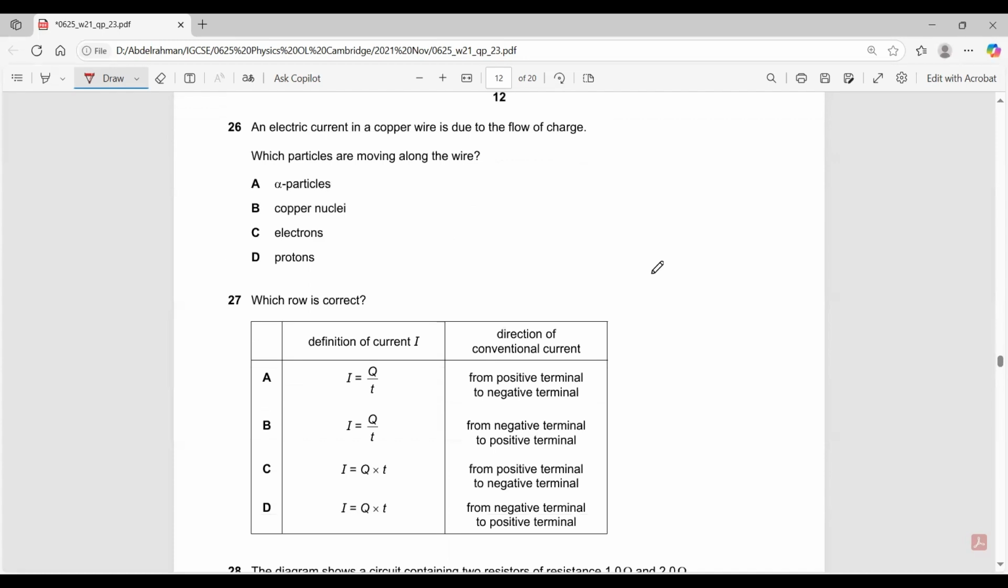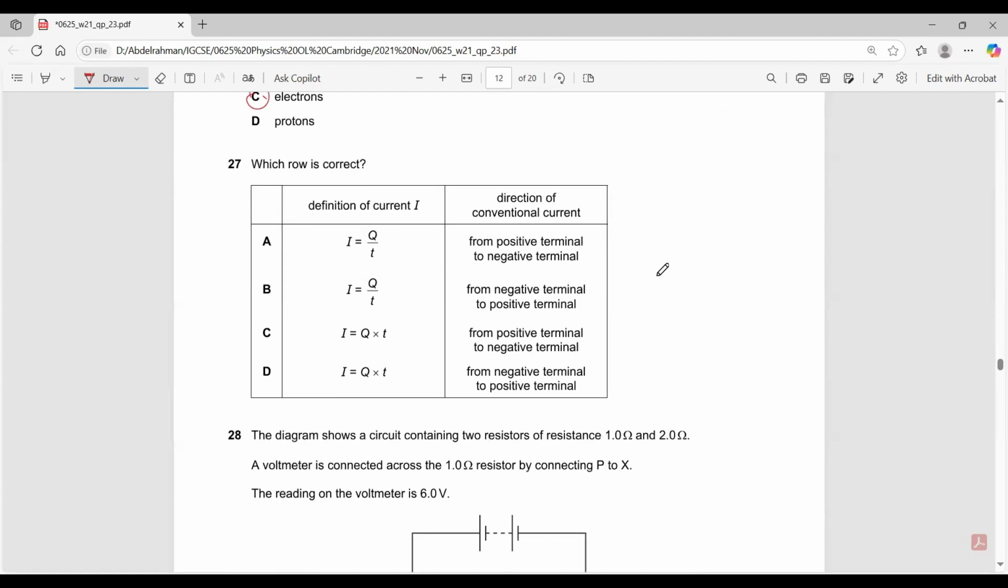An electric current in a copper wire is due to the flow of charge. Which particles are moving? Electrons. Definition of the current: I equals Q over T. Direction of the conventional current. Conventional current moves from the positive terminal to the negative terminal. If he asks about the direction of the current of the electrons, you'd say from the negative to the positive terminal.